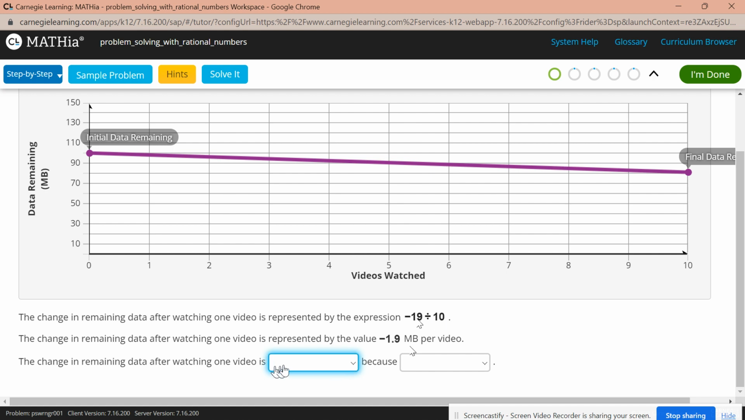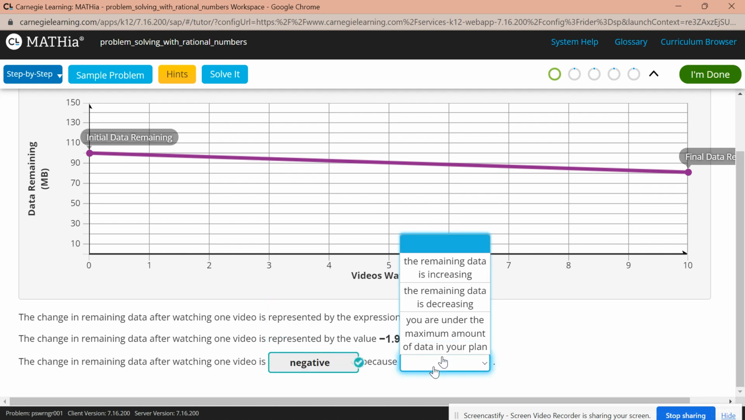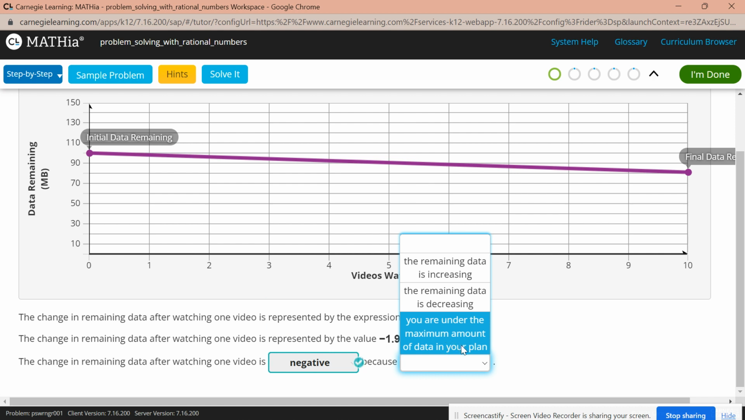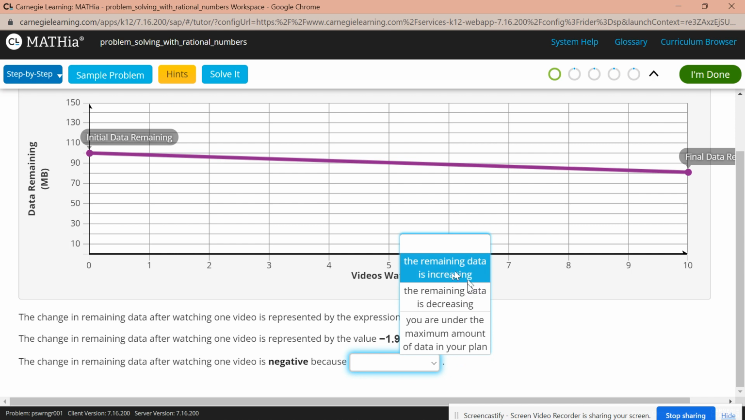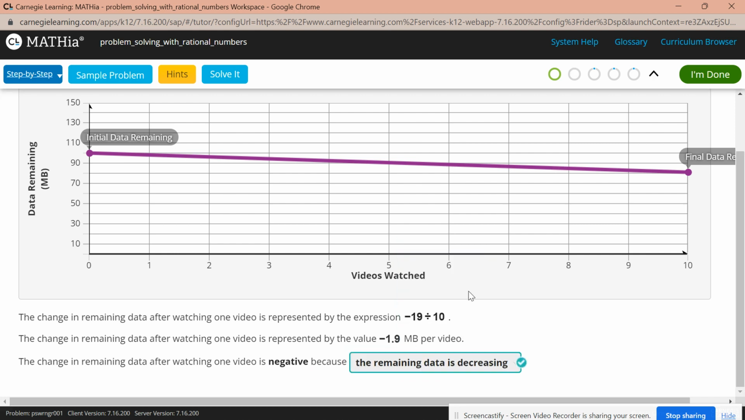The change in remaining data after watching one video, you can see the decline here. Correct? The amount is going down. So it's not going to be positive, it will be negative. And why is that? You are under the maximum amount of your data in your plan. The remaining data is decreasing. The remaining data is increasing. It is definitely decreasing. Okay.